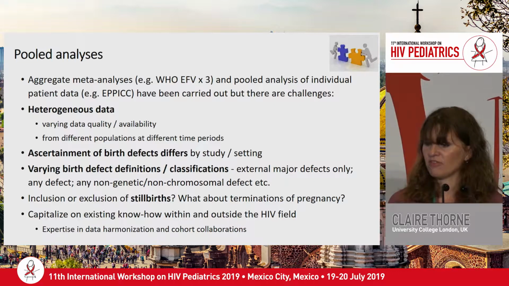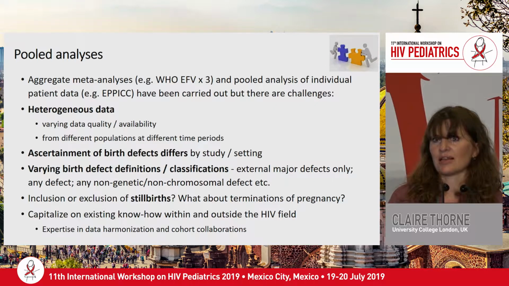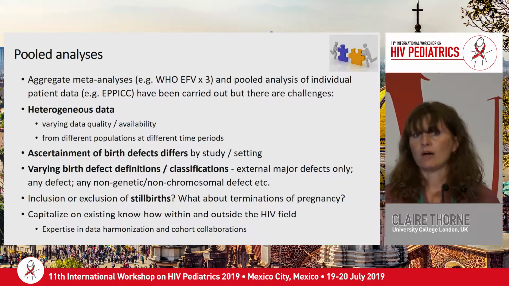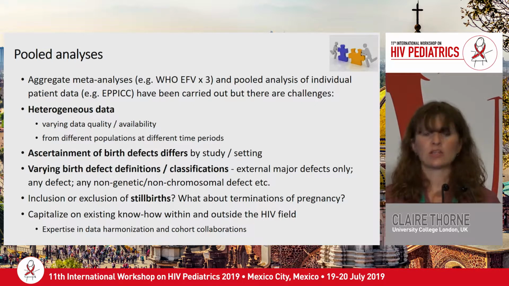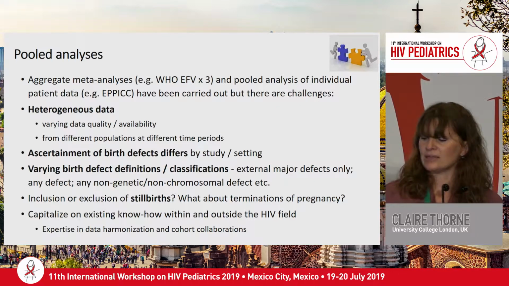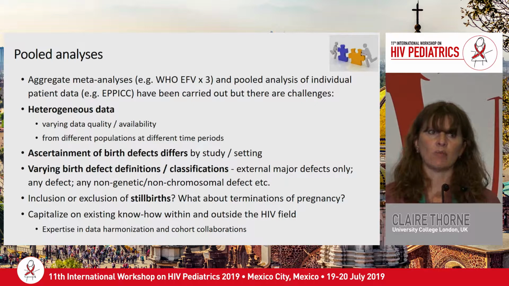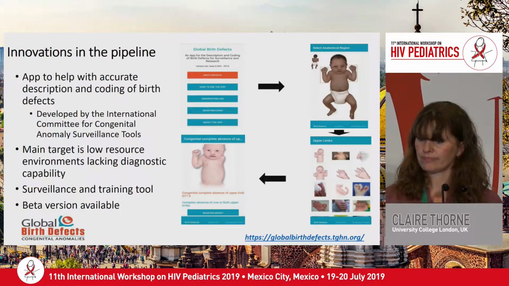Ascertainment of birth defects differs by study and setting, and there may be varying birth defect definitions and classifications being used. Some studies include, some don't have data on stillbirths. But I think it's important to note that there's a lot of existing know-how on how to do these sorts of meta-analyses, both within the HIV field, data harmonization within our large pediatric and pregnancy cohort collaborations, for example, and outside the HIV field in other drug safety work.